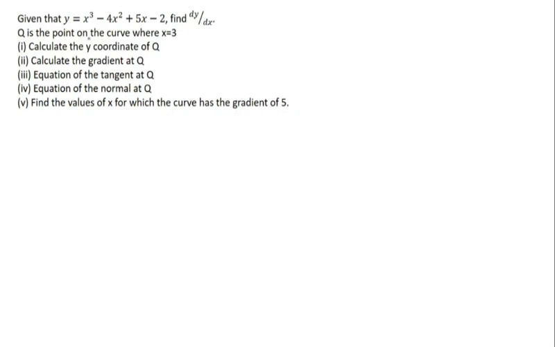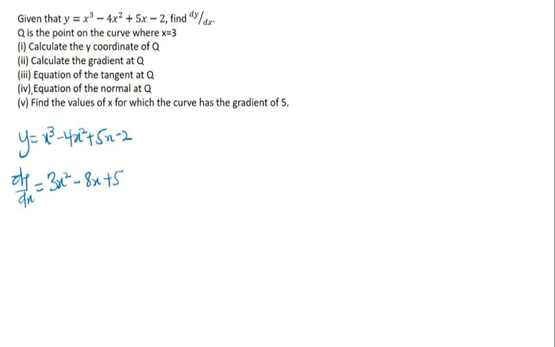First things first. We have our equation, y is equal to x cubed minus 4x squared plus 5x minus 2. We have been told to find dy/dx, so we differentiate this. dy/dx will give us 3x squared minus 8x plus 5. So this is what we get if we differentiate this over here.